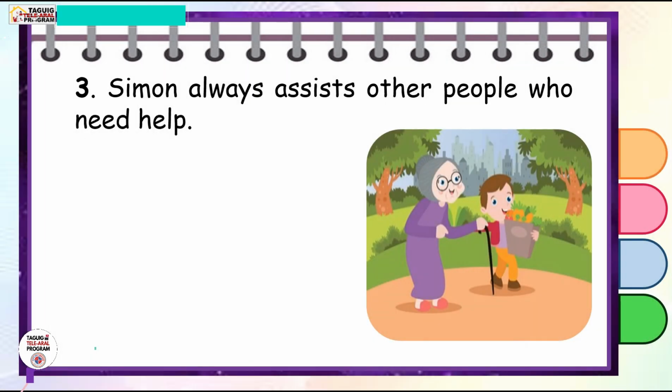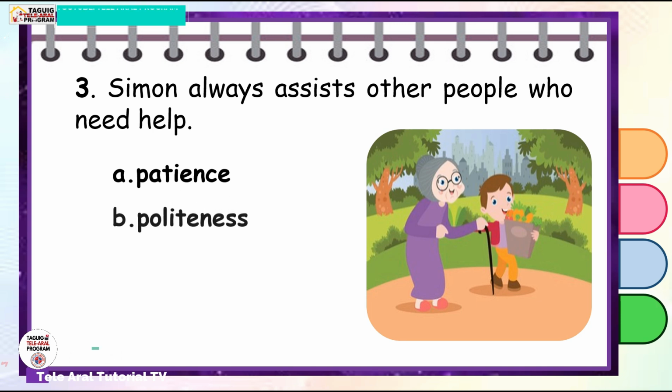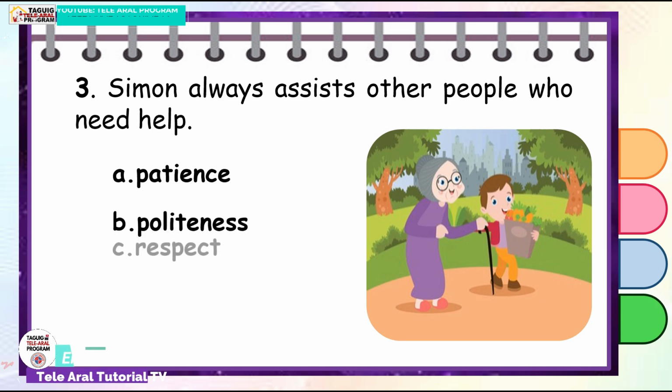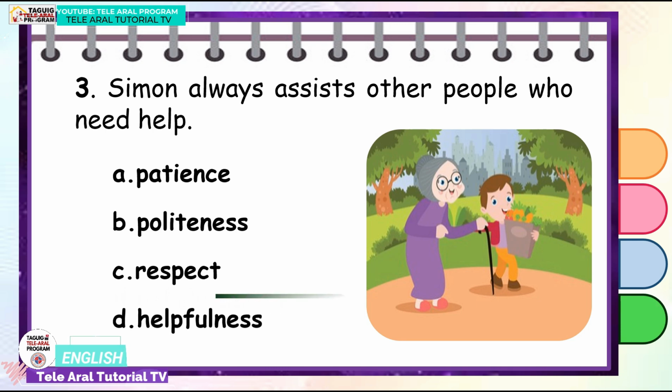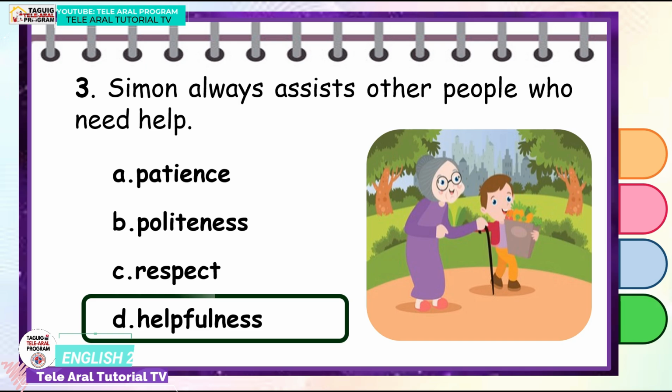Number 3. Simon always assists other people who need help. A. Patient. B. Politeness. C. Respect. Or letter D. Helpfulness. The correct answer is letter D. Helpfulness. If this is your answer, then you are fantastically good.